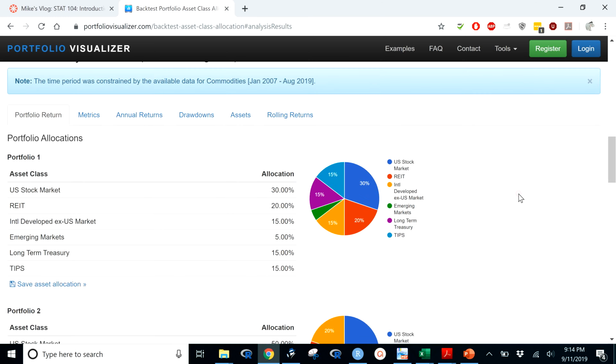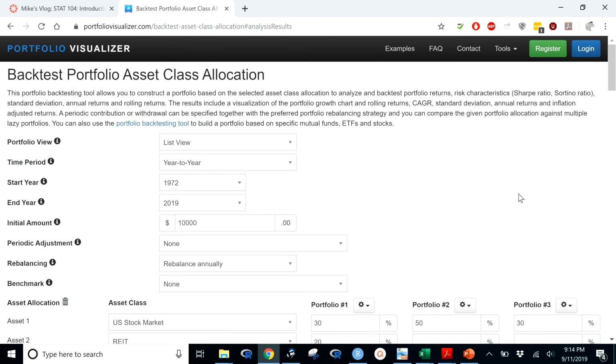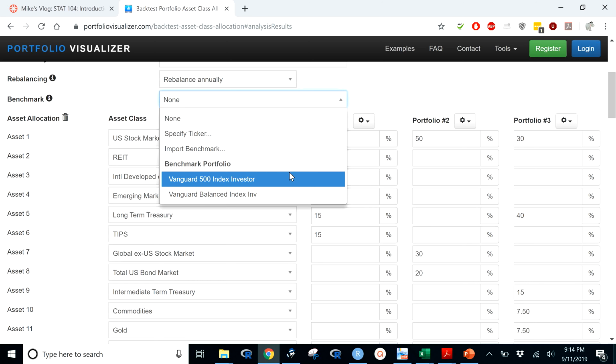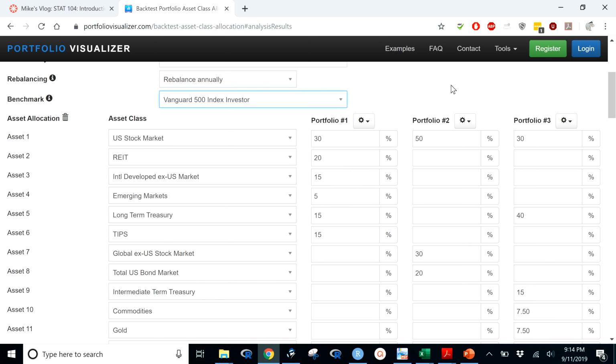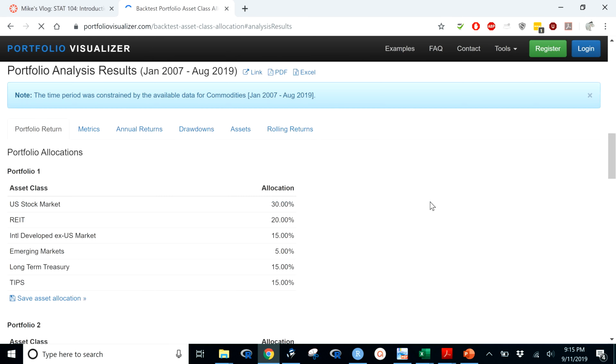This shows you the different allocations here. And I forgot to do something. Let's go back for a second and put that in. We want to have a benchmark. Because, of course, the easiest portfolio is not doing anything and putting all your money in the Vanguard 500. That's what's called the S&P 500. It's an unmanaged portfolio of 500 stocks. Occasionally some stocks come in, some stocks go out, but it's a 500 stock portfolio that's not managed at all. And so we want to compare to that. So let's add that in and analyze portfolios.